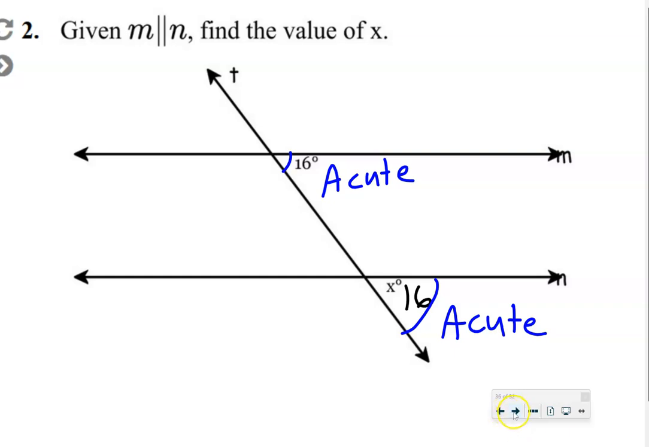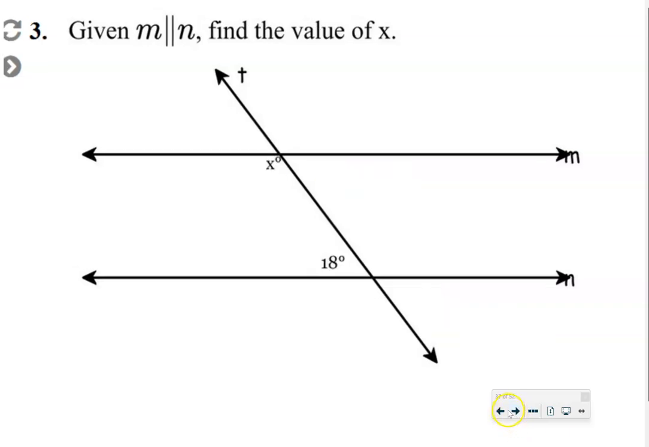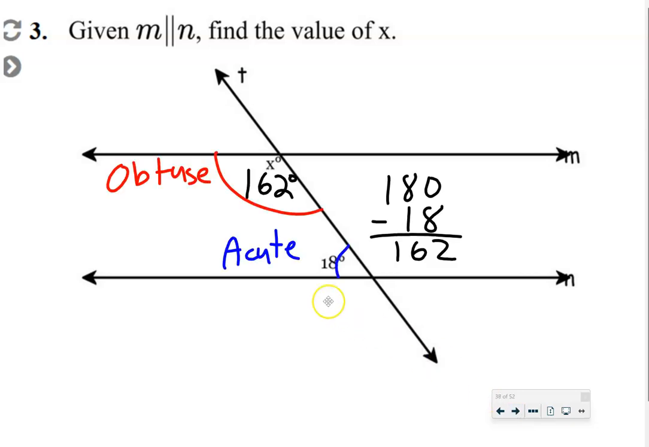All right, let's look at number 3. Are they both acute, obtuse, or is one acute and one obtuse? Okay, one's acute and the other one's obtuse. So you take the 180, subtract the angle that you know, you get 162, and that's how you find angle x.